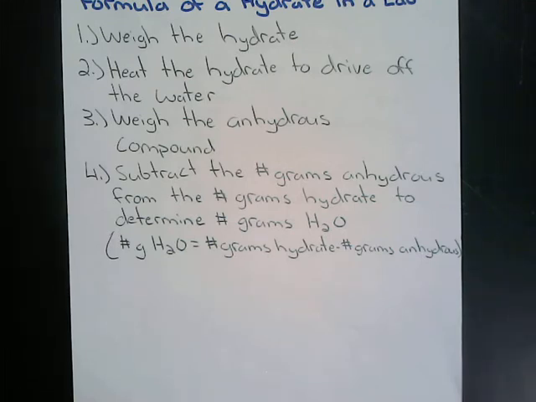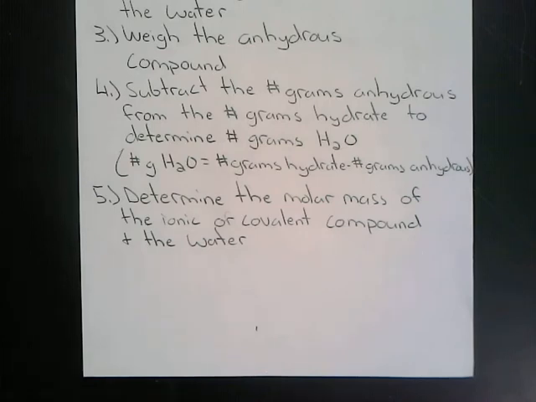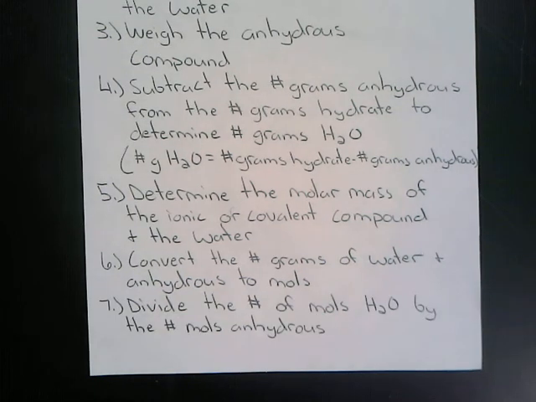The fifth step here is to determine the molar mass of the ionic or covalent compound and of the water. Once you have determined the molar masses, what you need to do is convert the grams of water and anhydrous substance to moles. You then, in step 7, need to divide the number of moles of water by the number of moles of anhydrous substance. And then in step 8, the ratio of moles of water to moles of anhydrous equals the number of H2O molecules present in that hydrate compound.